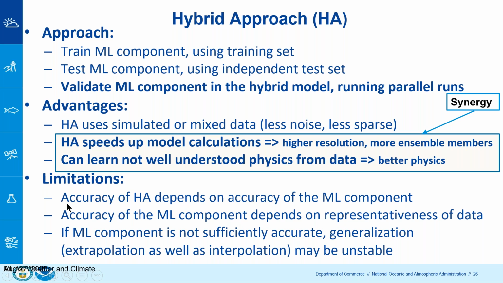Limitations of this approach. Of course, the accuracy of the hybrid approach depends on the accuracy of the machine learning component. And the accuracy of the machine learning component depends on the representative data set. But of course, as I said, because simulated data or mixed data are used here, usually you can generate a very representative data set. And if the machine learning components are not sufficiently accurate, they can lead to instability of the hybrid model.